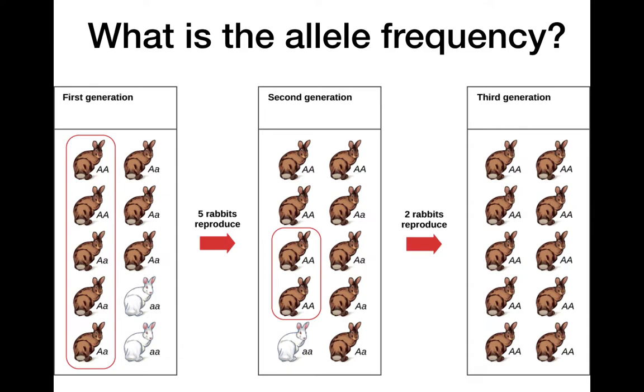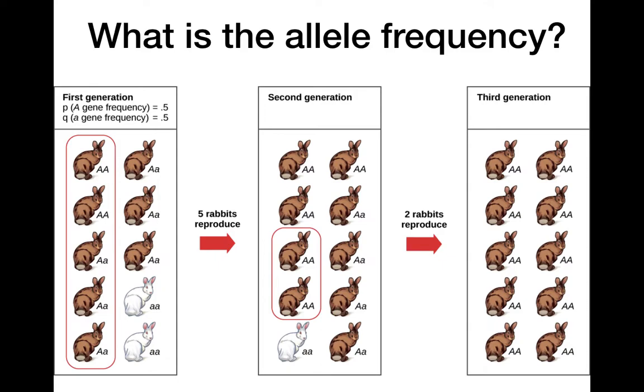Okay, so hopefully you figured out the first generation: my A gene, the big A, is 50%, and the little a is 50%, 0.5 and 0.5. If I count them up, I have 1, 2, 3, 4, 5, 6, 7, 8, 9, 10 big A's out of 20, and 10 little a's out of 20.